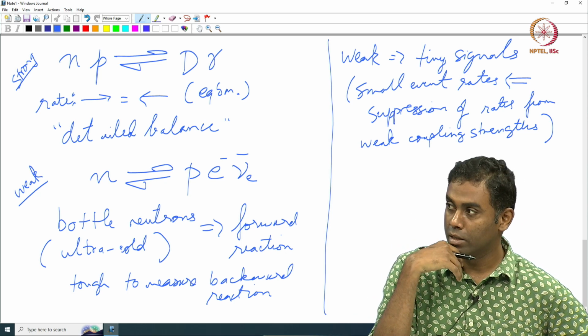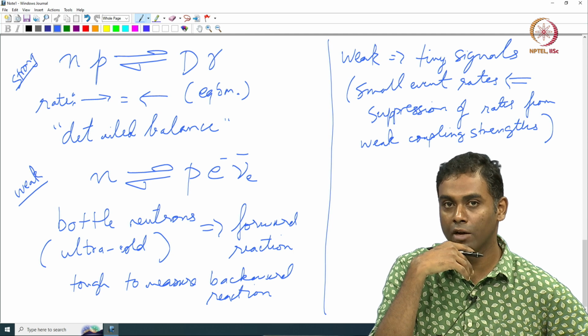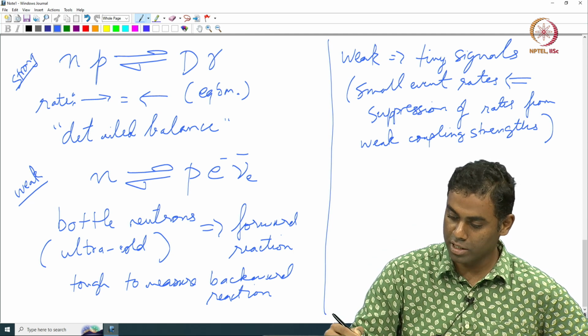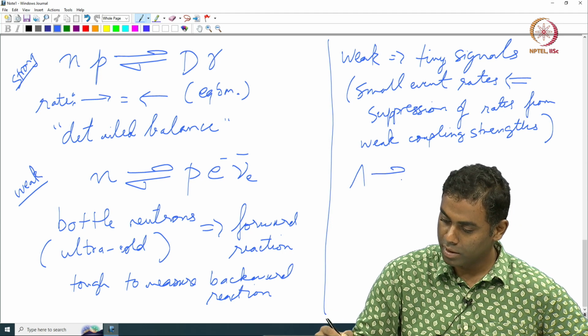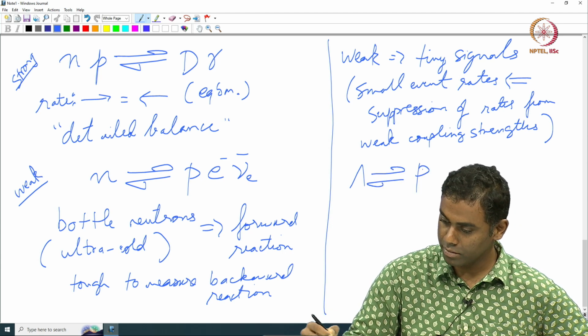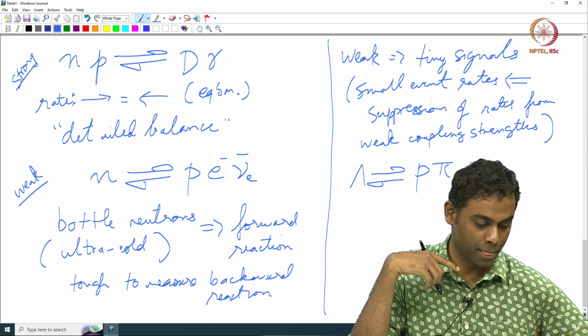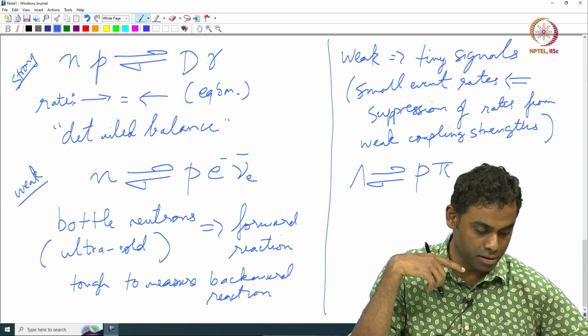Now you might wonder, what if I do not have neutrinos? What if I look at other processes? For example, you can have the lambda baryon decaying to a proton and a pion. This is mediated by the weak interaction.